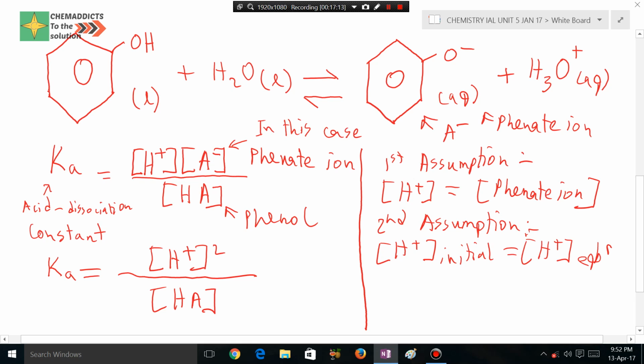Because weak acids dissociate to a small extent, the change in concentration is negligible. Weak acids dissociate to a small extent. Since weak acids dissociate to a small extent, this makes the change in concentration negligible. That's the reason why we end up getting this equation.